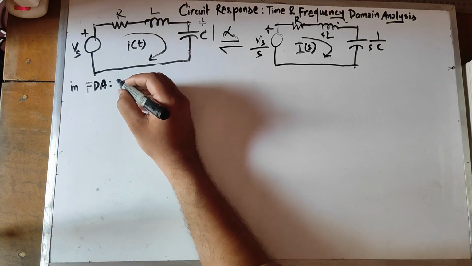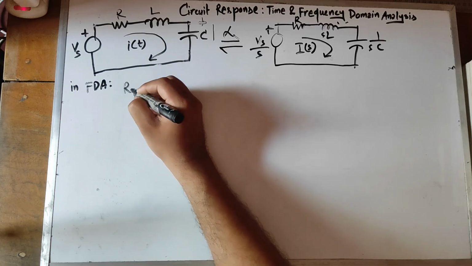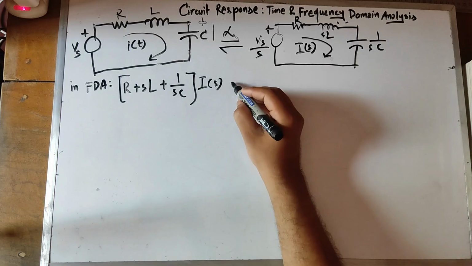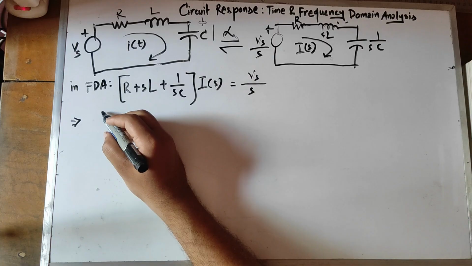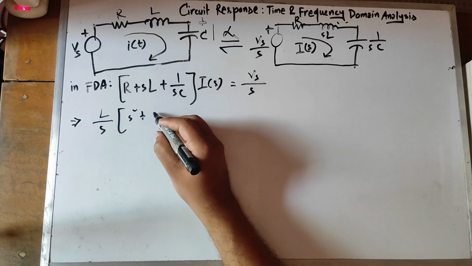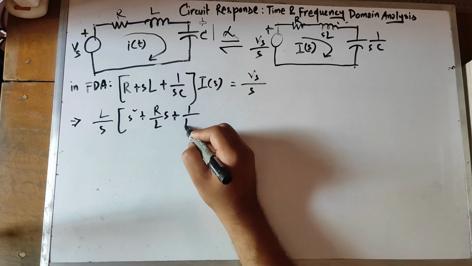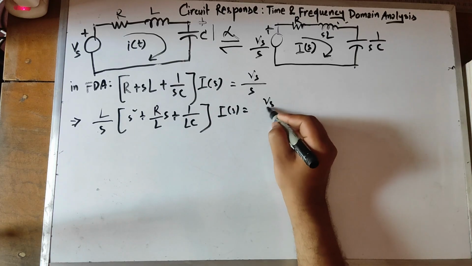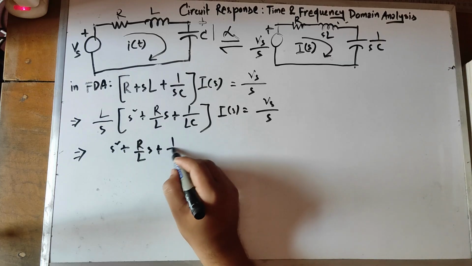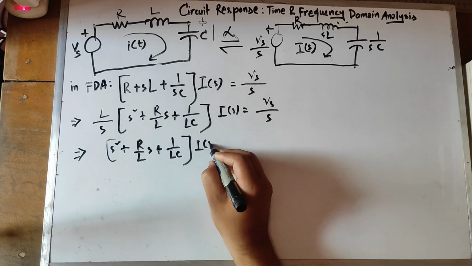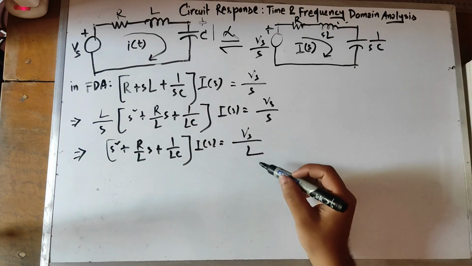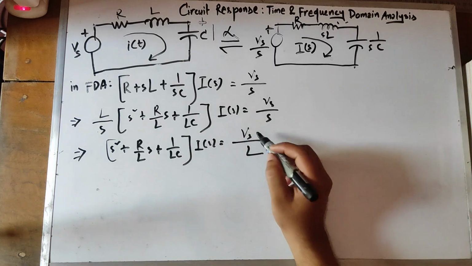What I'm gonna do is apply KVL again, and it will give me R plus SL plus 1 by SC times IS, which is VS by S. If we take L by S common, it will give us S square plus R by L S plus 1 by LC times IS, which is VS by S. If I take this L by S to the right hand side, the S will cancel out and it will leave VS by L. VS is the DC value.